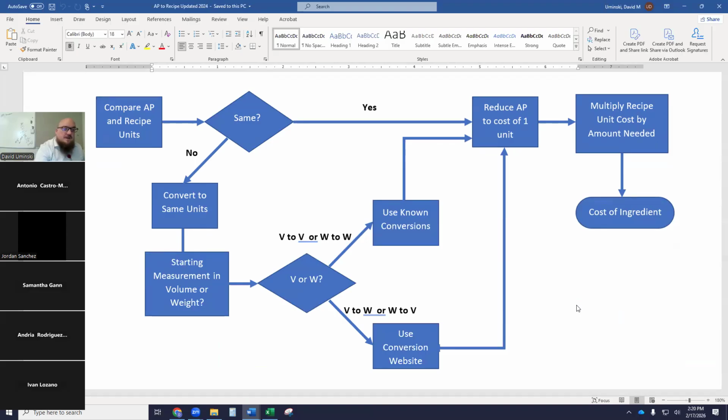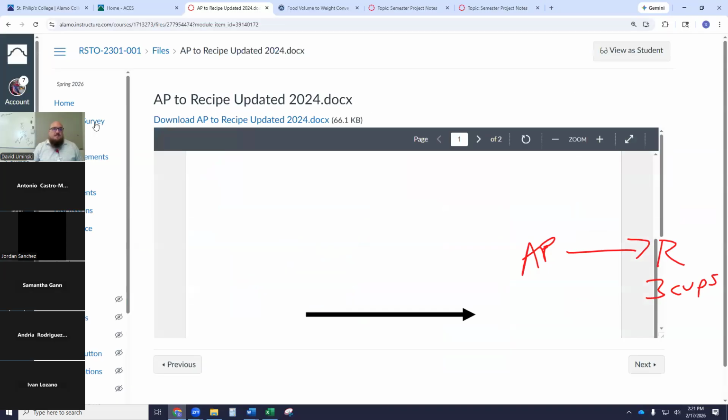Okay, so let's start with our flour. We had 3 cups of flour in our recipe. Okay. Let's go to our Chef Tech inventory list.